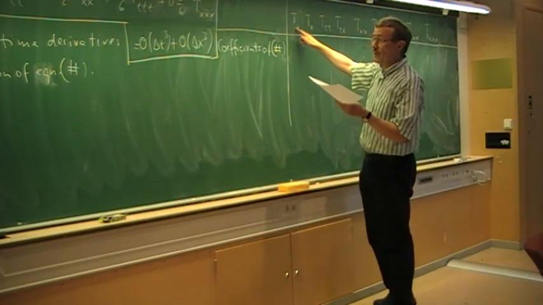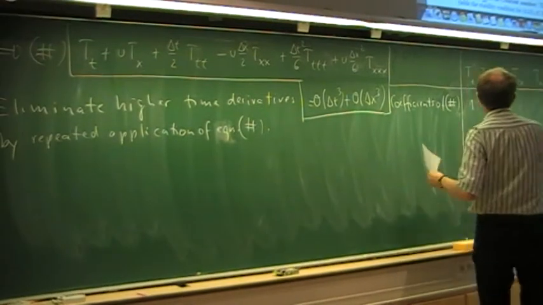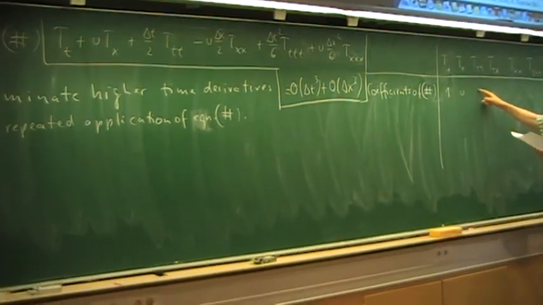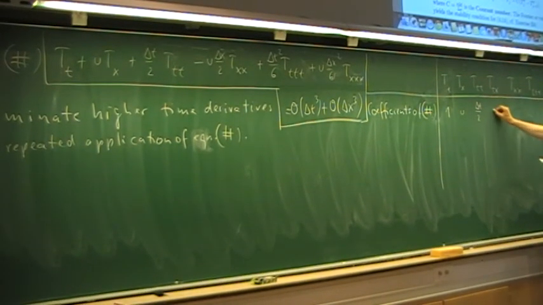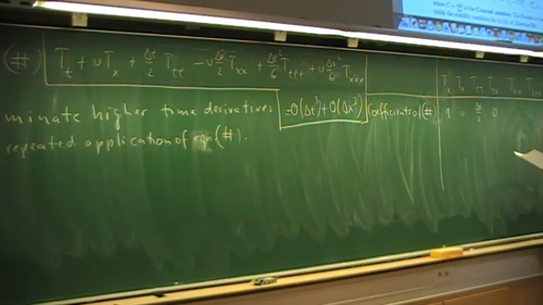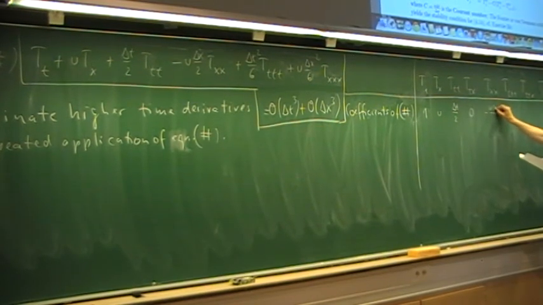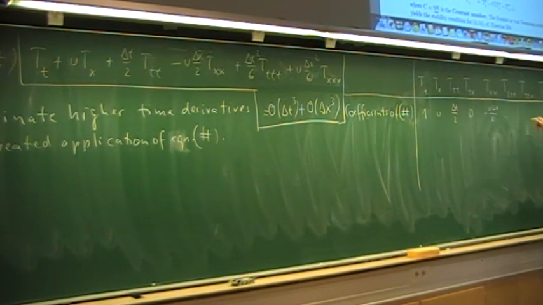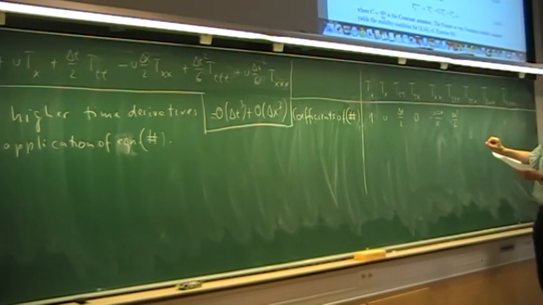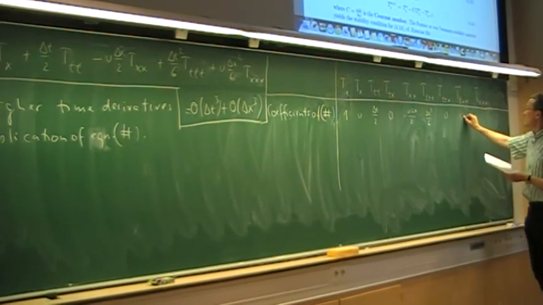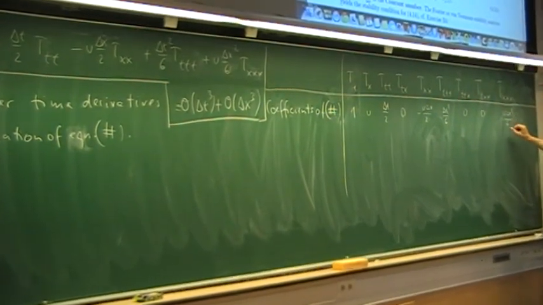Coefficient for the time derivative is 1. Coefficient for the space derivative is u. Coefficient for the second time derivative is delta t half. T_x, we don't have that. And T_xx, we have minus u delta x half. Here we have delta t squared divided by 6. Here we have 0, 0, and here we have u delta x squared divided by 6.